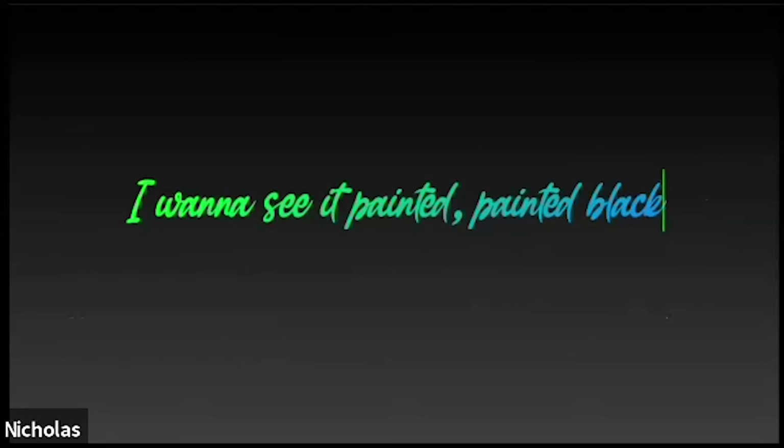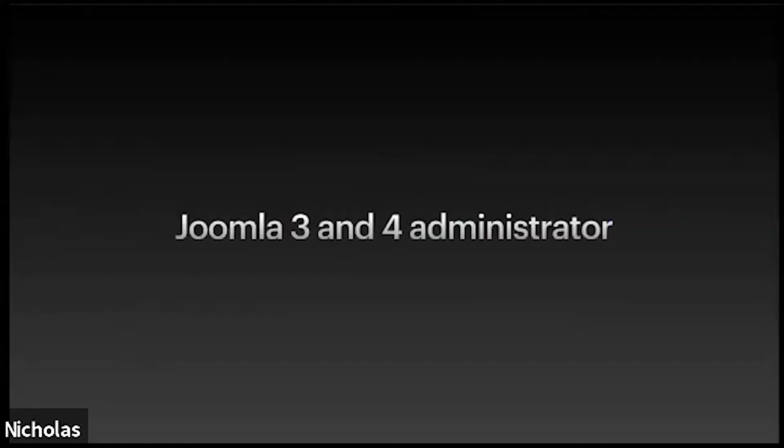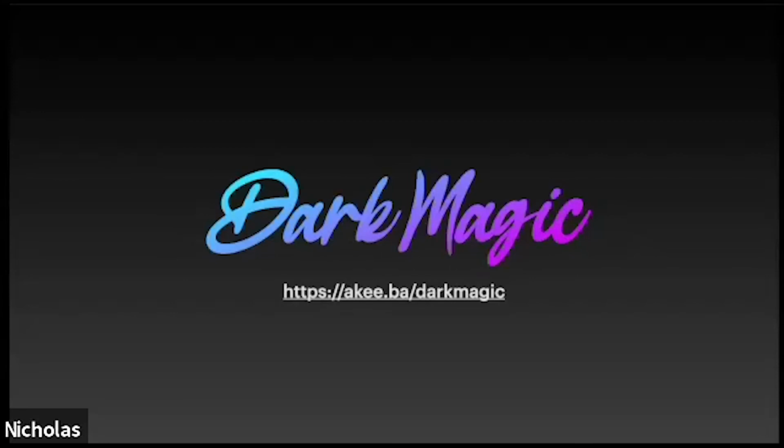So this is how you do dark mode, but is there an easier way that doesn't involve spending a lot of time? The answer is that yes, there is. For the Joomla 3 and Joomla 4 administrator, there are ready-made solutions. There is a plugin that I have made, which is called Dark Magic, which basically conditionally applies the dark mode CSS on the default Joomla 3 and Joomla 4 backend templates.